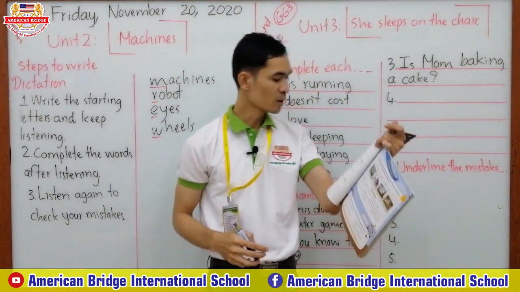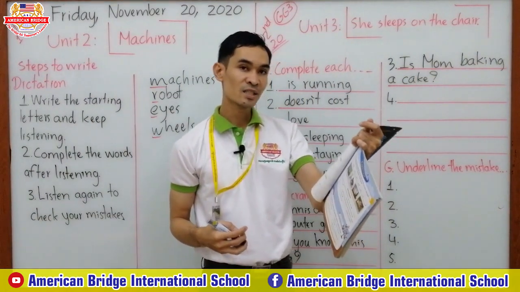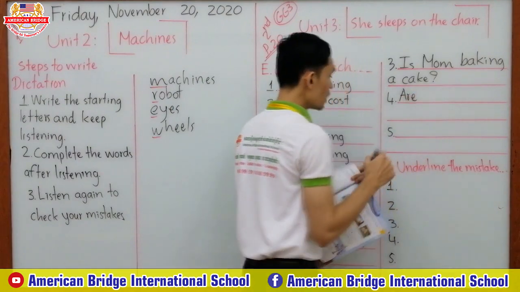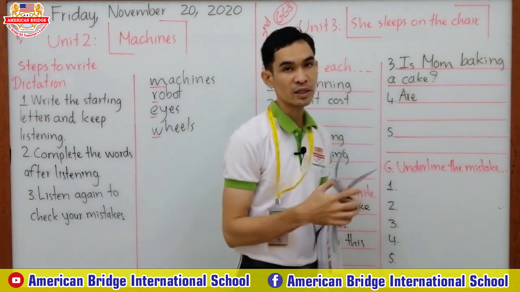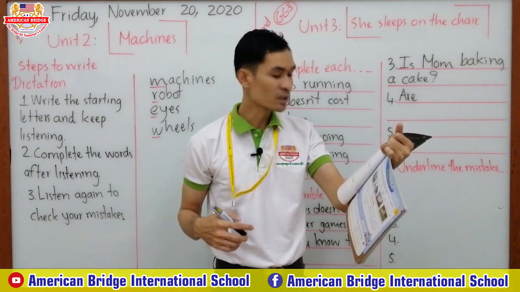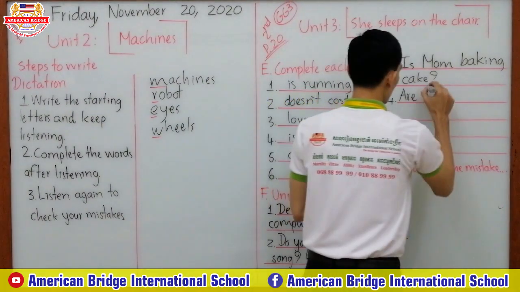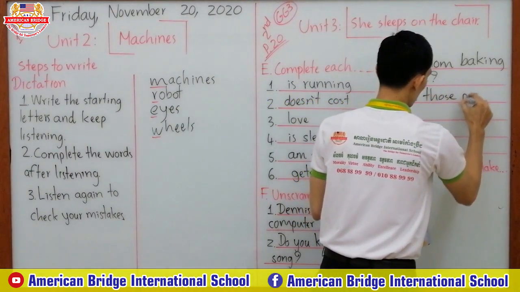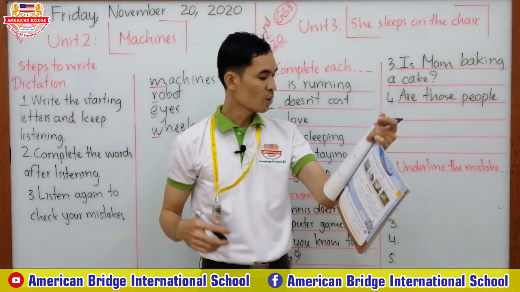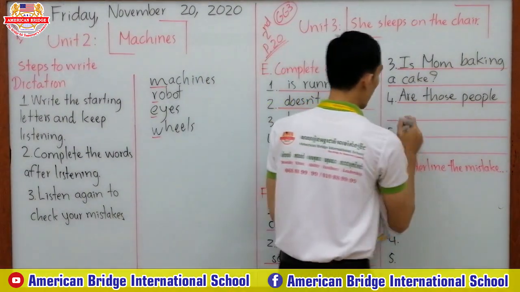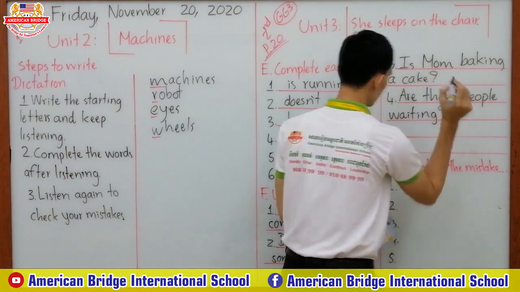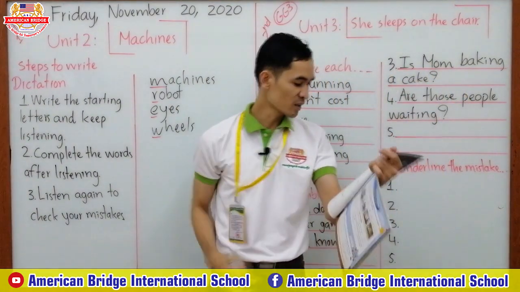Okay, how about number four? Oh, we see a question mark again. Start with are. Very good. Start with are, and you start with a capital letter, okay, or uppercase. And after that we use the subject, right? Where is the subject? Those people, okay? Those people. How about the last one, everyone? Wearing, okay? Are those people wearing? Question mark.